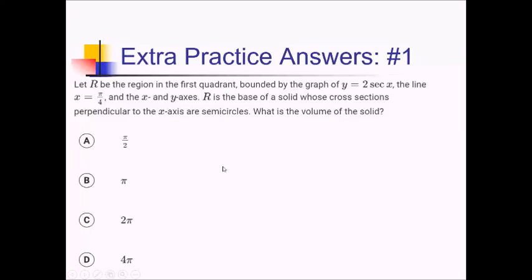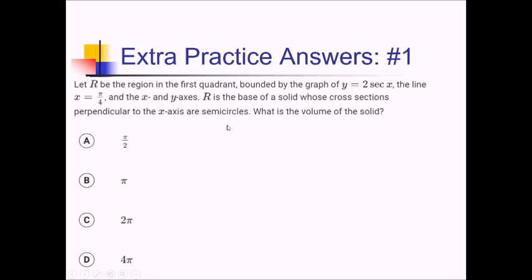On this problem, we're given R, the region in the first quadrant bounded by 2 secant of x, the line x equals pi over 4, and the x and y axes. So this region R is the base of a solid whose cross-sections perpendicular to the x-axis are semicircles. What's the volume of the solid? Okay, so let's see here.